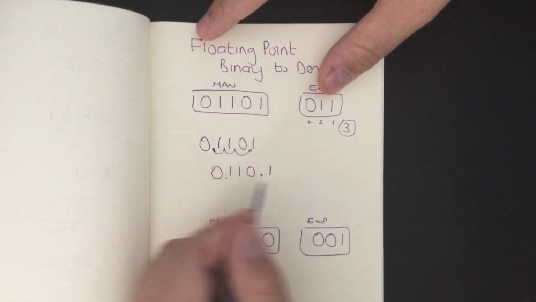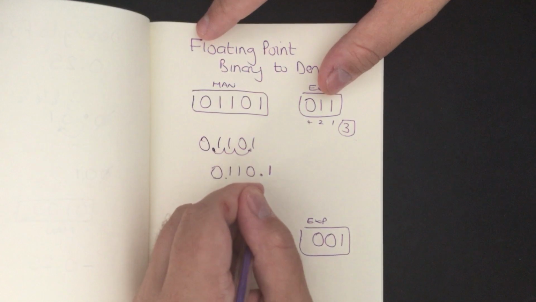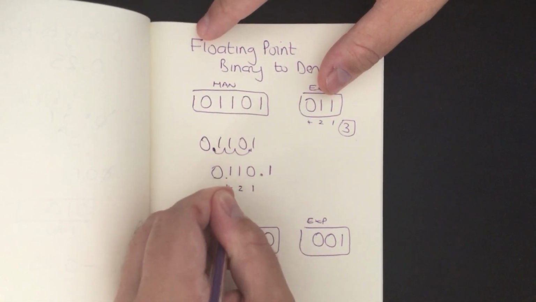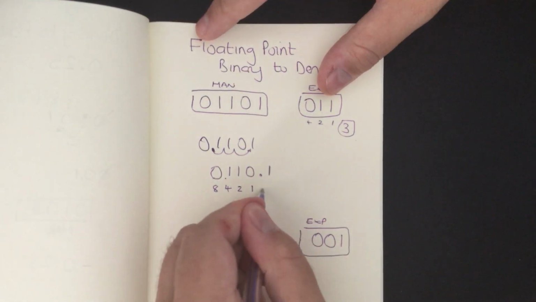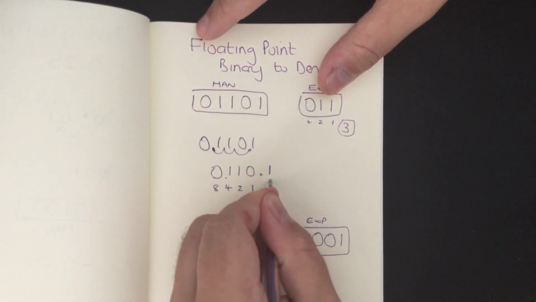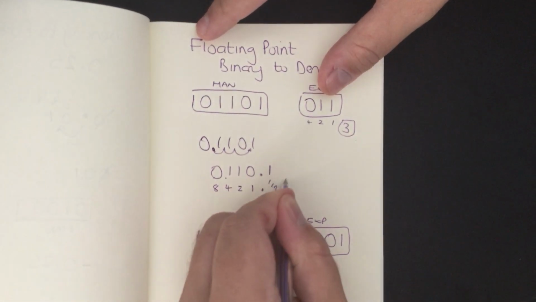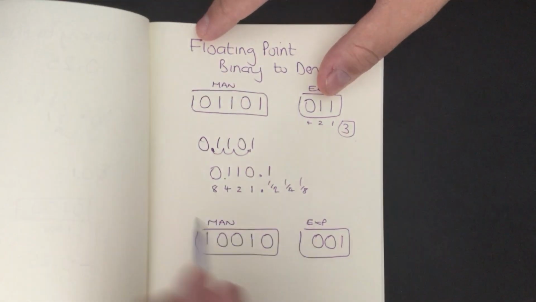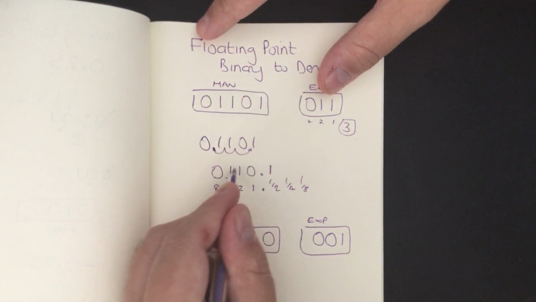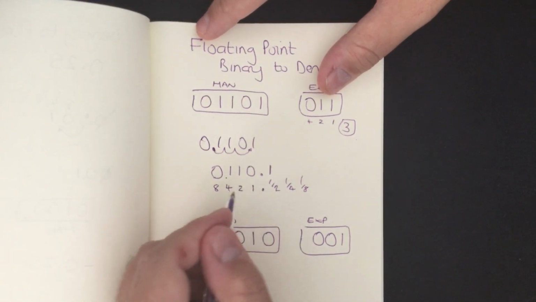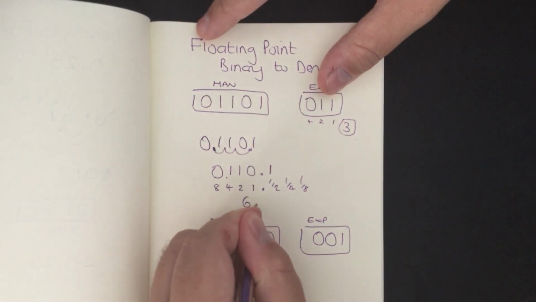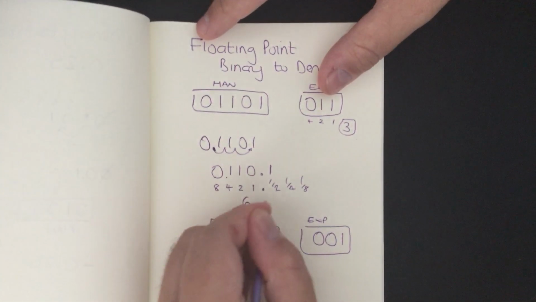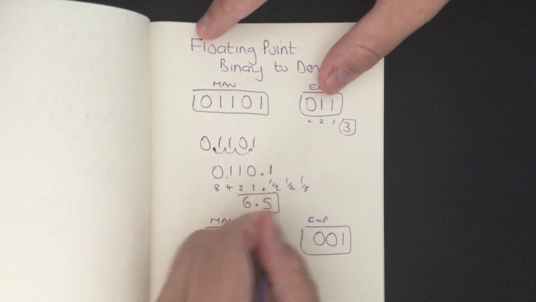So now we can work out what this is worth. Everything to the left of the binary point, remember, is the same as normal: 1, 2, 4, 8. Everything to the right of the binary point is fractions: a half, a quarter, an eighth, and so on. So let's look at this. 4 and 2, so 4, 5, 6. So it's 6 point, and then a half. A half is 0.5, so it's 6.5.